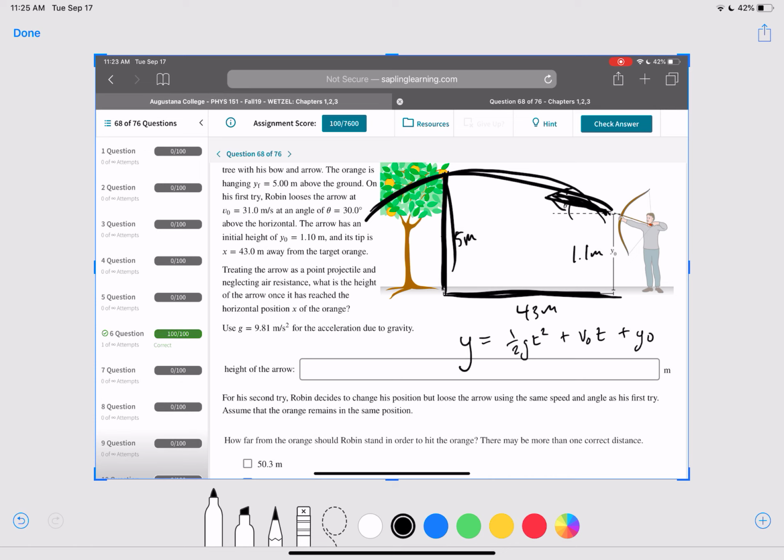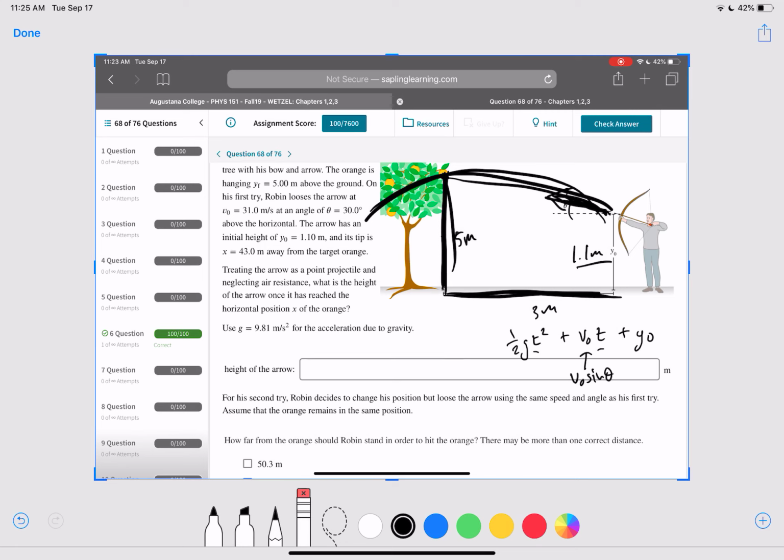So our y0 is 1.1 meters. Our initial velocity is v0 sine theta, our component of the velocity in the y direction, and then 1/2 gt squared is just the acceleration that's changing that throughout the trip. So if we can figure out the time to put in here at that point, we can plug that in to get the height at that point.